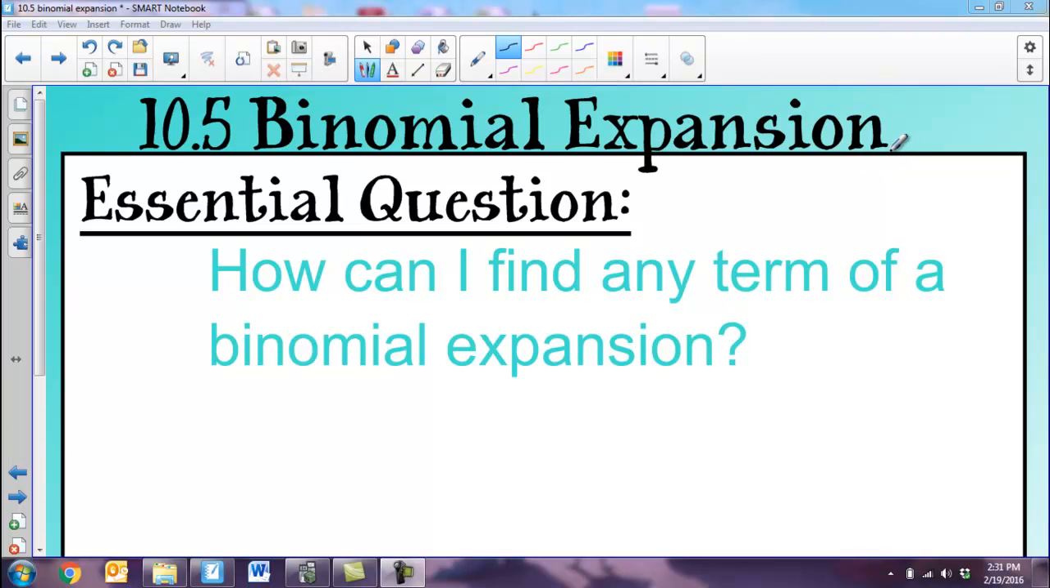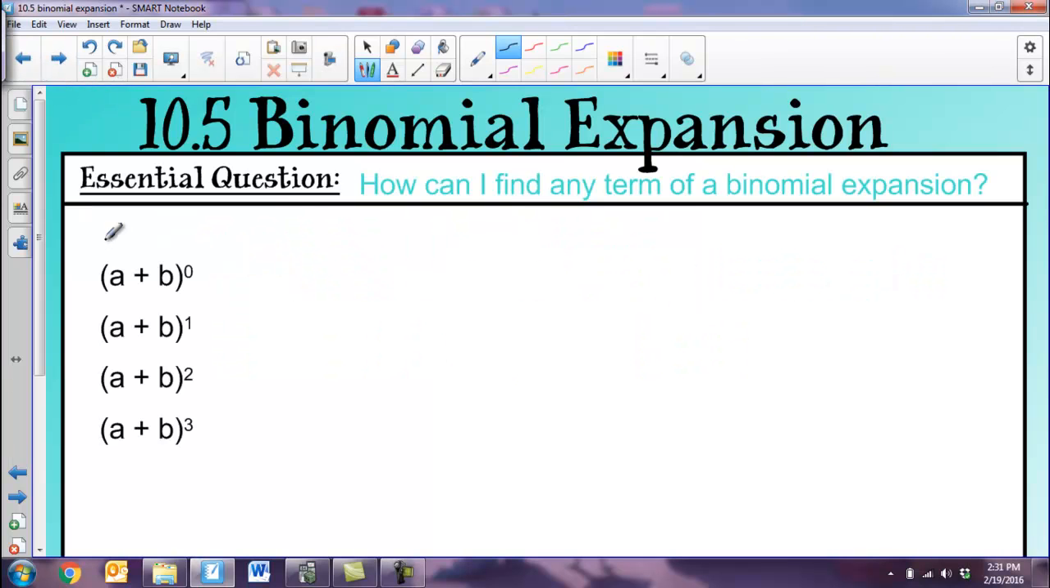Hey guys, today we are going to be doing our last part of Unit 10, which is the binomial expansion theorem. And so we're going to ask ourselves, how can I find any term of a binomial expansion? Well, first we need to know what a binomial is. And we've actually been doing these for a while now. A binomial is just two terms inside your parentheses and we raise it to a power.